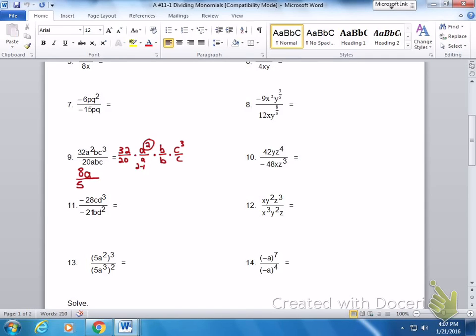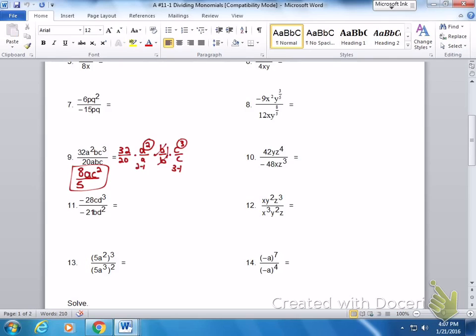b over b is a number divided by itself. Those cancel out and give me 1, so they're really not important to me anymore. Now I have c cubed over c. The numerator's exponent is larger, so the c goes in the numerator. And c cubed divided by c would give me 3 minus 1, which gives me c squared. So 8ac squared divided by 5.